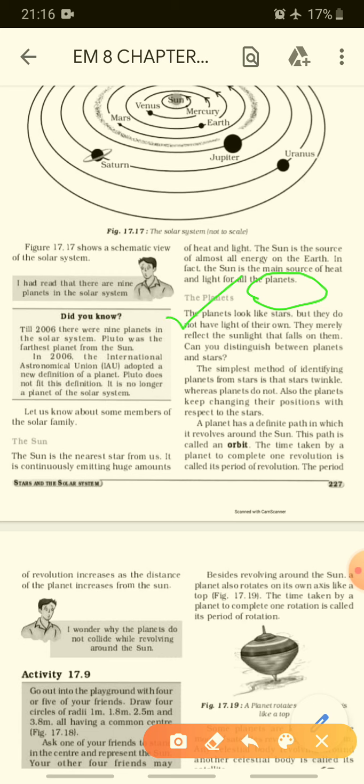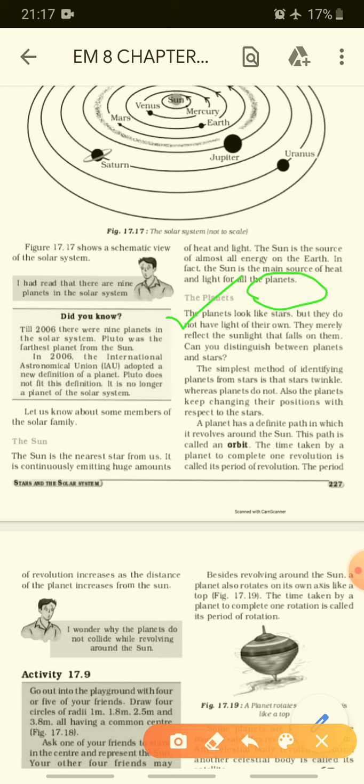Now what are planets? Planets look like stars. In Part 1 we discussed that stars twinkle, they have their own light. Twinkling we all know, right? But what about the planets? Planets do not twinkle, though they look like stars. They do not have their own light. They merely reflect the sunlight that falls on them.